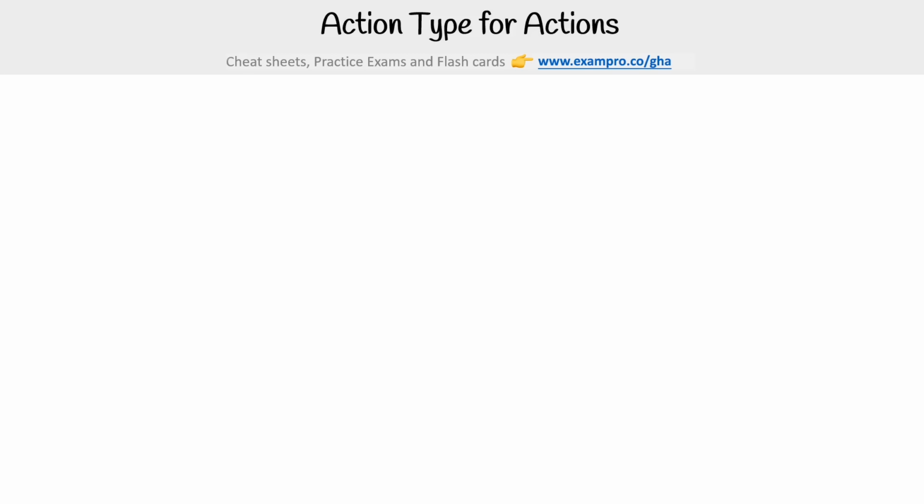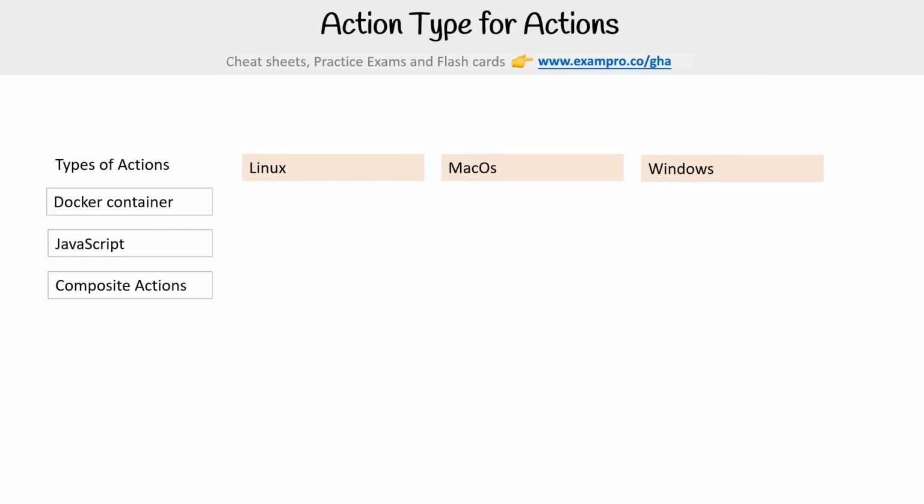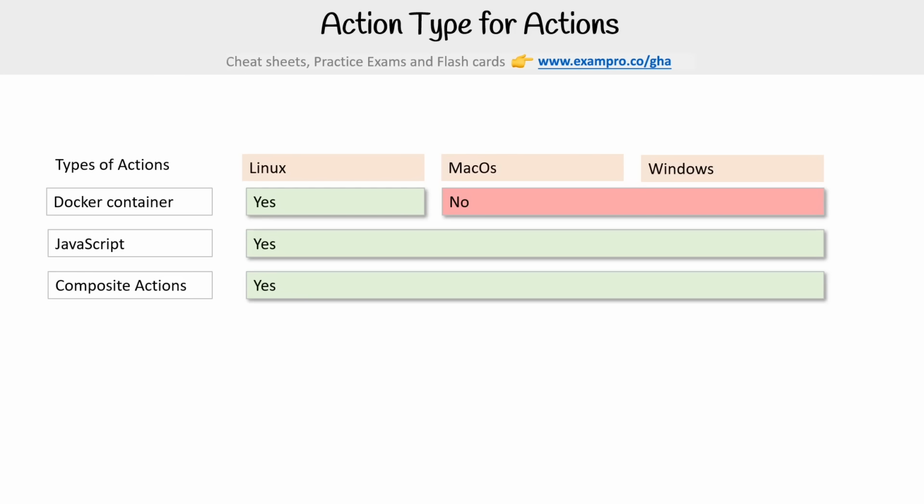We're taking a look at action types for actions. So there are 3 kinds. We have Docker container, JavaScript, and composite actions. And depending on what kind you're using, it's going to limit the types of OSs you can use. If you're using Docker container, you're limited to Linux. For the rest, it's all the same.